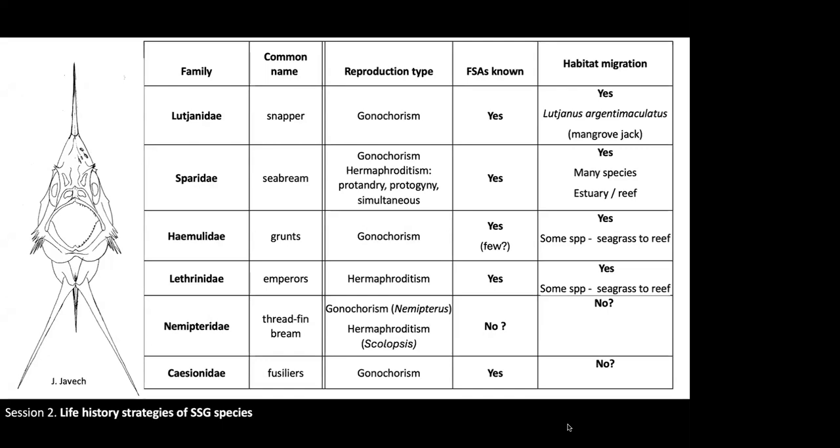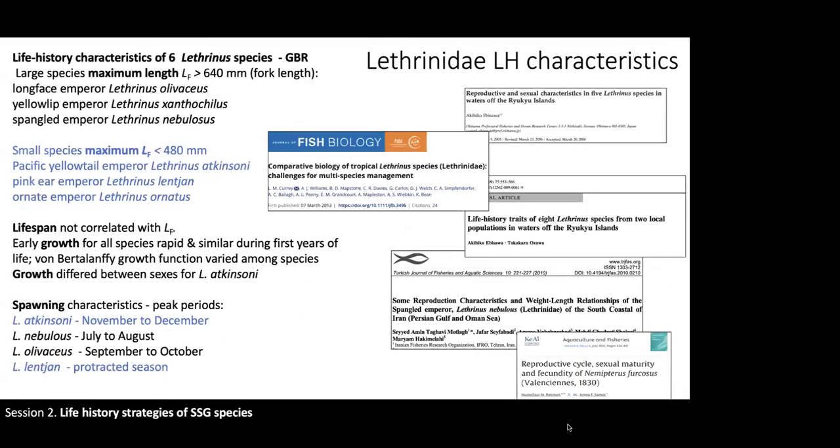FSAs are found in most families. We don't know very much about nemipterids. And there's still a lack of data on a lot of these species. Species that form FSAs can be either gonochoristic or hermaphroditic, but being hermaphroditic generally makes a species more vulnerable to fishing. Finally, we list a summary on the occurrence of migration between habitats, which is a common feature of many of these families, but information is still lacking on that.